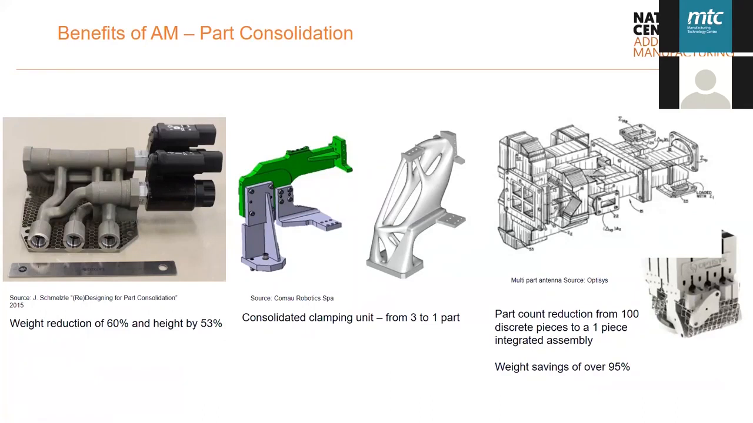In this case, the clamping unit here is reduced from 3 parts down to 1. So you can see downstream a reduction of assembly times used to bolt that component together. And then finally, this is an example where there was quite a large amount of components reduced down into one component, really showing quite a large overall saving in weight.